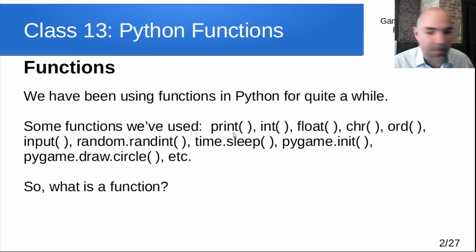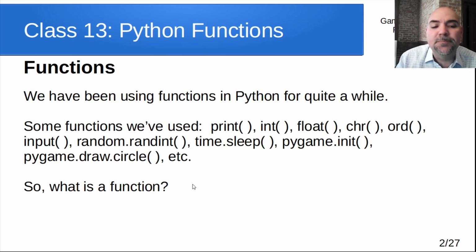So functions, we've been using functions throughout the semester, really since very early on in our first Python program we ever wrote. So some functions we've used: print, int to convert something to an integer, float to convert something to a float, chr to convert a number to a character, ord to convert a character to its ASCII code, input to prompt the user for some information and have them type something in and hit enter. And then we've used functions from other places like random.randint, time.sleep, pygame.init, pygame.draw.circle. Those are all functions. You'll notice one thing they all have in common are these parentheses afterwards that we use to send information to that function.